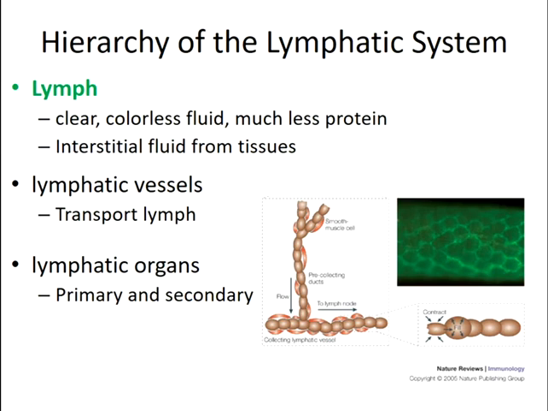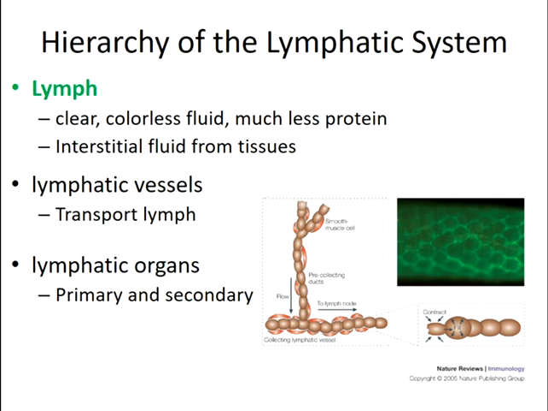Lymphatic organs, there are two types: primary and secondary. Your primary organs are going to be your bone marrow, your spleen, your thymus, the tonsils, and then your secondary organs are going to be the less developed things like your mucosal associated lymphatic tissue and your gut associated lymphatic tissue, which we will talk about in a moment.